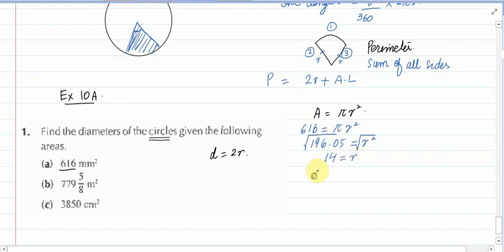You need to find the diameter, so you need to multiply your radius by 2. So it's 28 and the unit is the same, that is millimeter, right? That is your first part answer. For the second part, area is 779 whole 5 upon 8 meter square. So first we need to convert this fraction. It will be 8 multiplied by 779 plus 5, divided by 8.